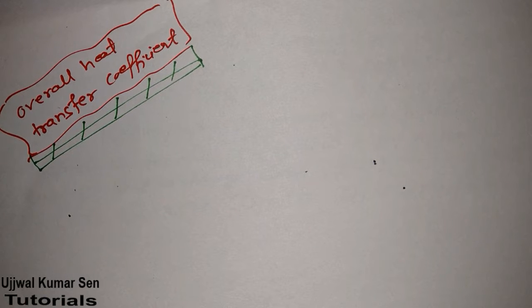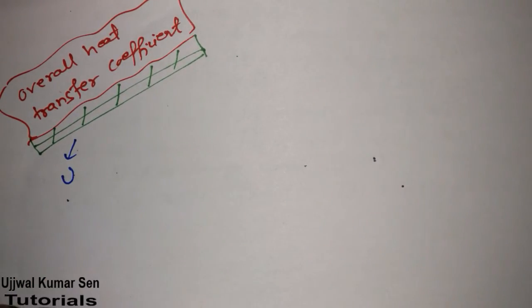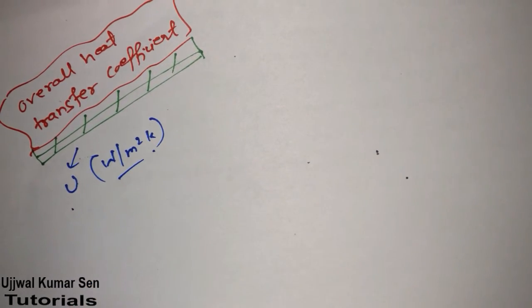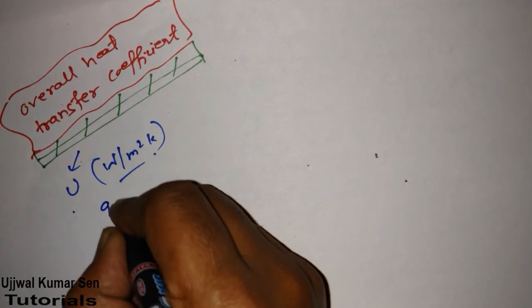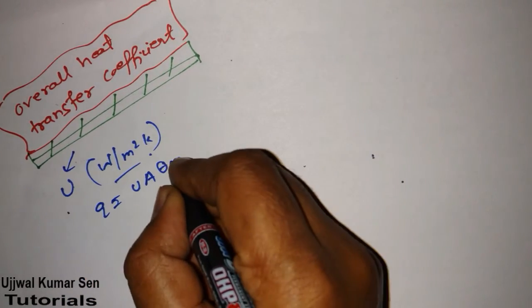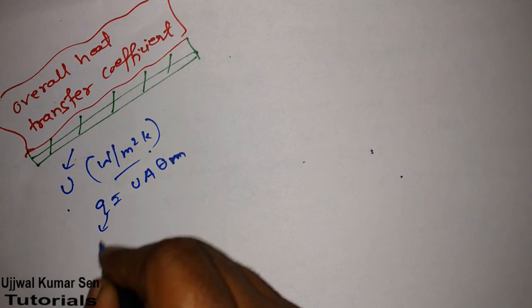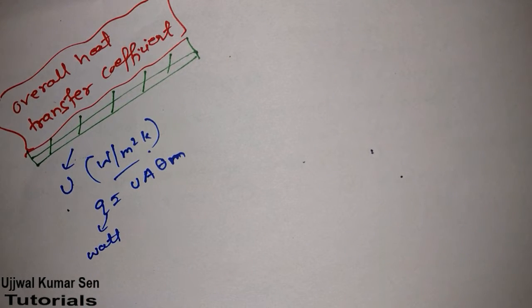Okay, so basically what is it? Overall heat transfer coefficient is denoted by capital U. Its unit is watt per meter square Kelvin. Okay, and what is the formula of this? Q is equal to U A theta M. And probably if you have studied heat and mass transfer, then you know what theta M is. Theta M is LMTD, logarithmic mean temperature difference. A is area, U I have already shared with you, and Q is heat transfer rate, which is in watt. So this is all about overall heat transfer coefficient, heat transfer rate, and all terms, right?